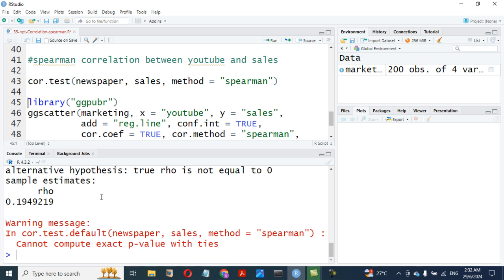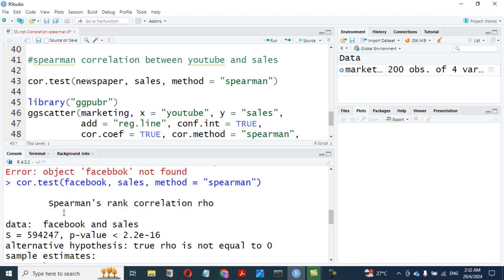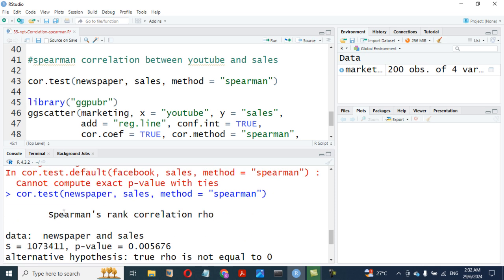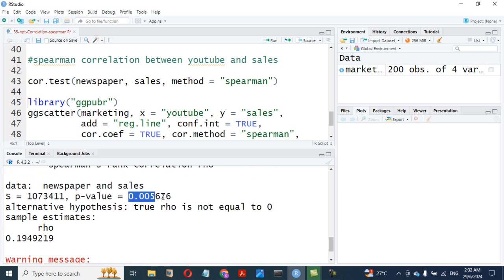The same thing with Facebook. The relationship is positive, it's highly significant, but at least just a little bit more than a half. So you can say this one is a little bit strong, but not as strong as YouTube. And this one is not strong at all, even though there's a relationship because of the p-value we got here. It means there's a relationship between sales and newspaper, but it's very, very low. It's not strong. That is just that.